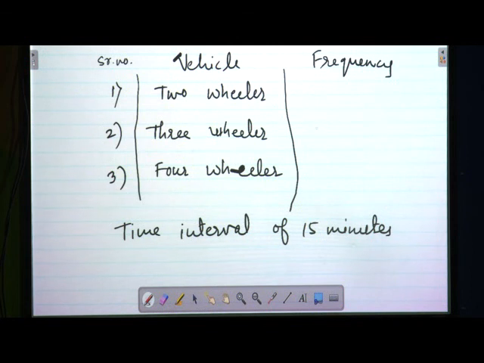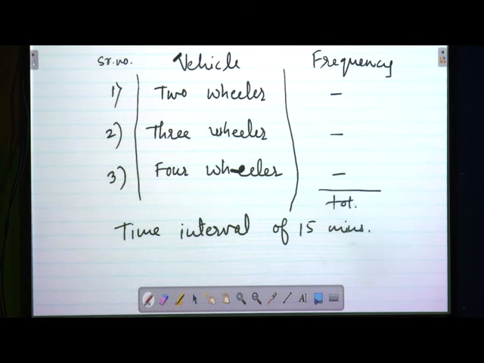Now count the number of vehicles and write them here in front of these. Within a span of whatever I have mentioned, maybe 15 minutes, maybe 10 minutes, maybe 20 minutes, as per your understanding, and then count the total. I have written 15 minutes. Count the total of this.